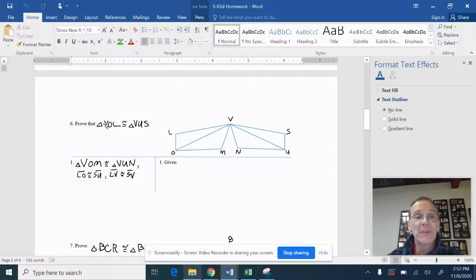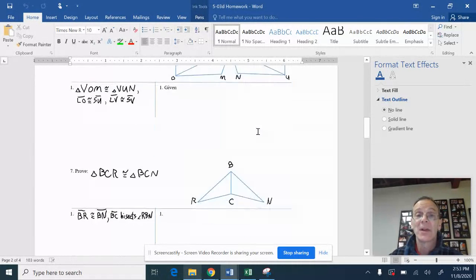Look at this problem. VOL congruent to VUS. VOL, that's this triangle up here. We're trying to prove that that skinny triangle up top is congruent to this skinny triangle up top here, VUS. Those two triangles do not share any sides in common. Trust me, there will be no opportunity to use that reason in this proof.